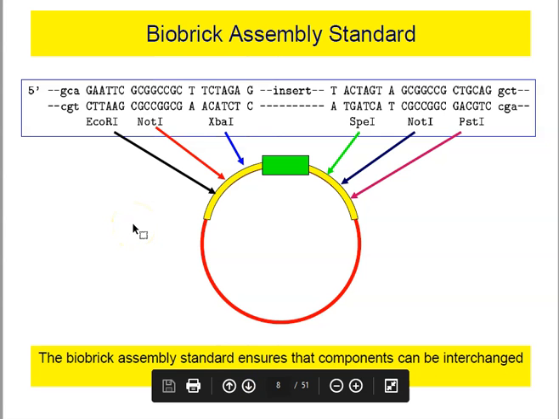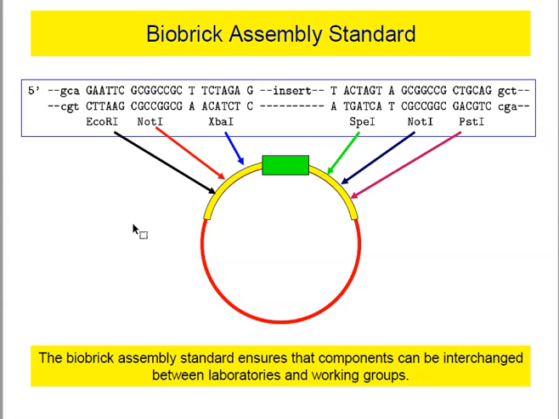Now, the parts registry is basically an assembly standard. When you have an assembly standard, this generally refers to a method or a standard which can be replicated across labs. For instance, if your lab is located in Malaysia and you're sharing a gene or a component with a lab which is located in Germany, the assembly standard will remain the same if you adopt the Biobrick assembly standard.